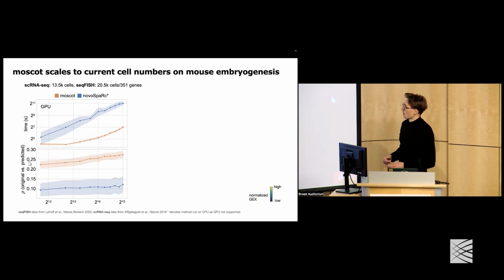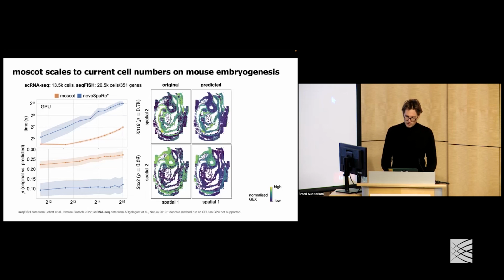Then we looked into the quality of the predictions a little bit. What we did here is we basically took the original expression of these, I guess it was 351 genes that we had in the spatial sample, and we reconstructed them using Moscot, and then just checked Pearson correlation between the original values in the spatial domain and the predicted values. They increase as we increase the cell number. They're on average much higher in Moscot than they are in NovoSpark, which relates back to the definition of the cost function. And even though a correlation of 0.25 actually doesn't seem too high, qualitatively, they agree very well.